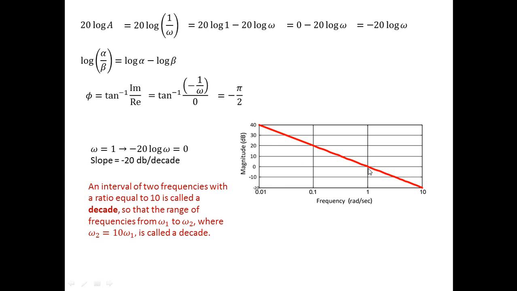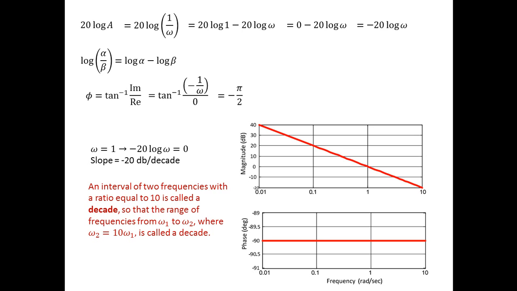Similarly, if you want to plot the phase of this transfer function in terms of the frequency, since the phase is constant and equal to minus pi over 2, it is a straight line with a slope of 0. In other words, the angle is always minus 90 degrees regardless of the value of frequency.